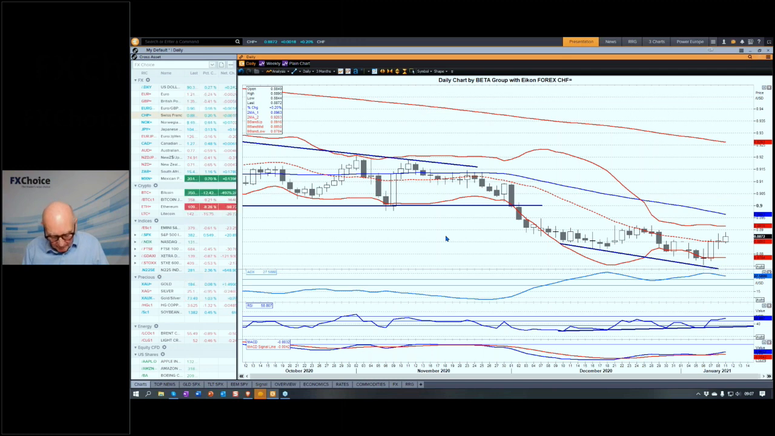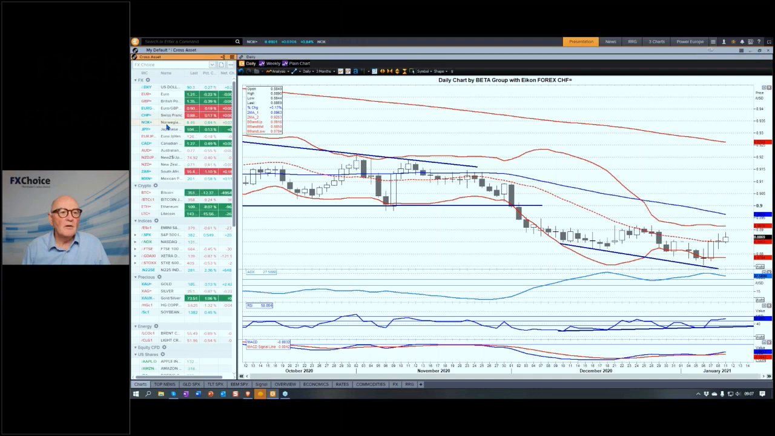But if we do break 189.18, which is this high here, then we could retest 90. I don't think it will, but it could do. But I think that this is such a powerful resistance now that we're in a new era, which is extreme strength in the Swiss franc. Norwegian, got to mention that.